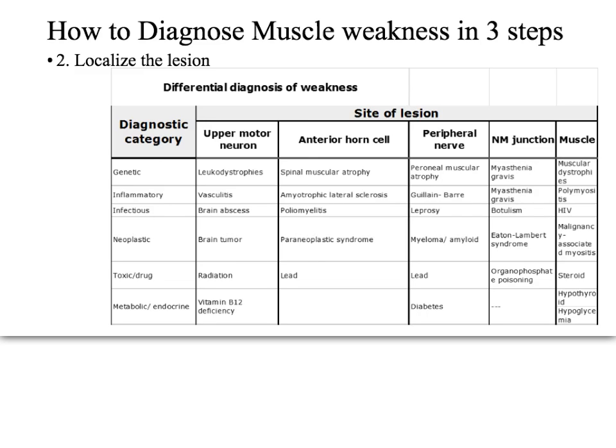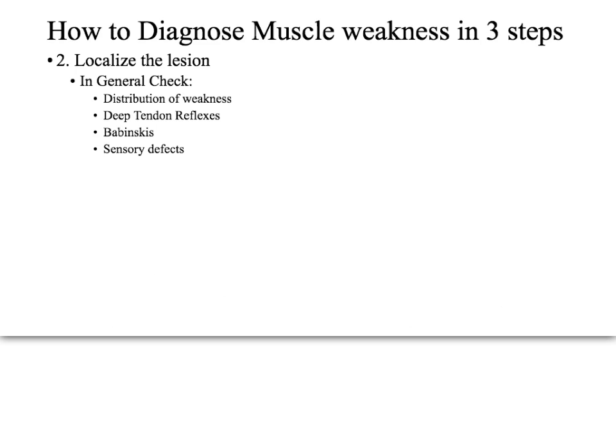But the general things you want to check are the distribution of the weakness, the deep tendon reflexes, Babinski's sign, and sensory deficits. So that's what we have here. Each type of lesion will have a specific pattern or distribution, whether it's distal, proximal, asymmetrical or symmetrical. Those kinds of things are what you're looking for when you're talking about distribution.